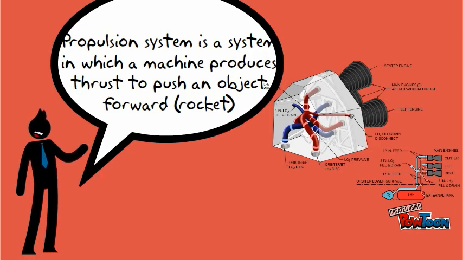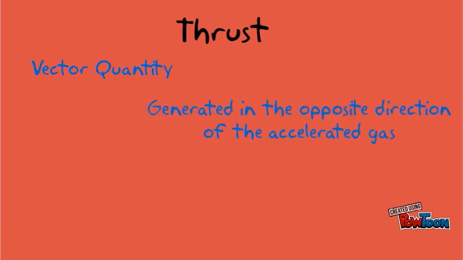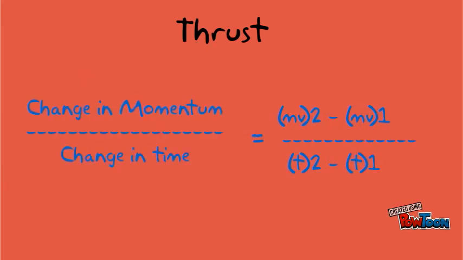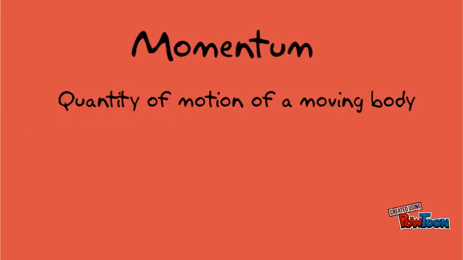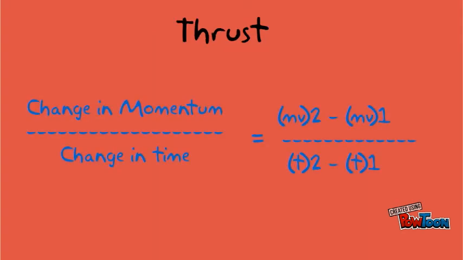The main purpose of thrust is to help overcome drag which is present in the air and the weight of the rocket. Thrust is a vector quantity and is generated in the opposite direction of the accelerated gas. Thrust of a force is represented by change in momentum over change in time. Momentum is a quantity of motion of a moving body and is measured by using the product of mass and velocity. It is represented by the formula momentum is equal to mass times velocity. Therefore, the formula of thrust is momentum 2 minus momentum 1 divided by the elapsed time. This formula is similar to the formula in finding the slope of a line.